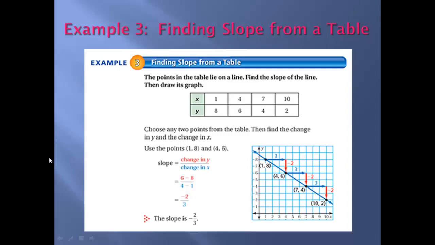We then can graph the coordinates and see that our slope matches up. So you can see that we graphed (1, 8), (4, 6), (7, 4), and (10, 2). You can then see that for each of those points you would go over 1, 2, 3, and down 1, 2. So that gives us our slope of negative 2/3. Our rise was negative 2 and our run was 3.